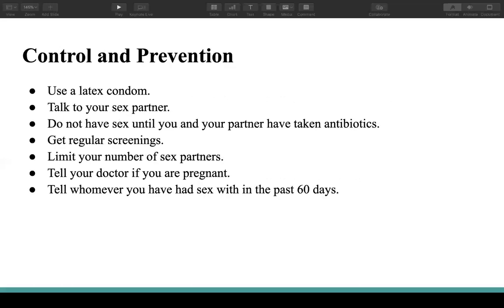There are controls you can use to prevent being infected by chlamydia. Of course, using a latex condom. You can talk to your sex partners. You do not have sex until you and your partner have taken antibiotics. You can get regular screenings for STIs. You can limit the number of sex partners, or you can talk to your doctor if you're pregnant. Tell whomever you have had sex with in the past 60 days.